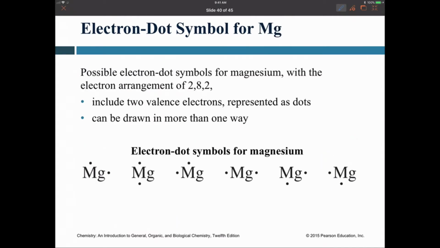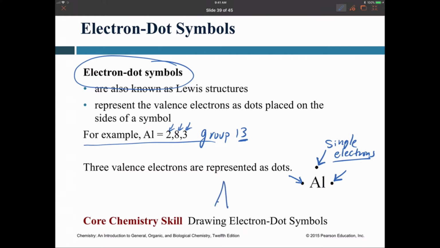So then we just take aluminum. 1, 2, 3. Okay? That's simple. Very, very simple. Because it has 3 valence electrons, we drew 3 dots around the aluminum. Notice how I drew mine a little different than the slide. It still says the same thing.